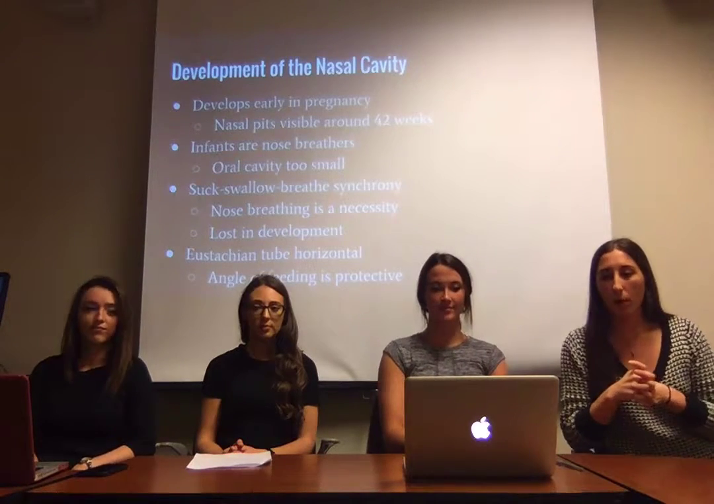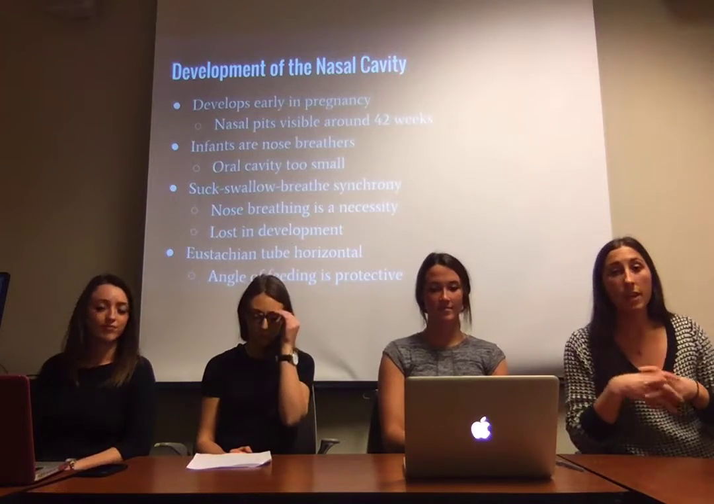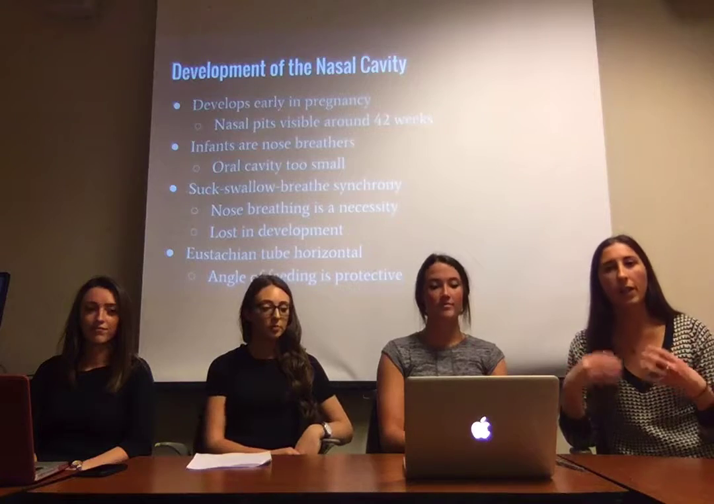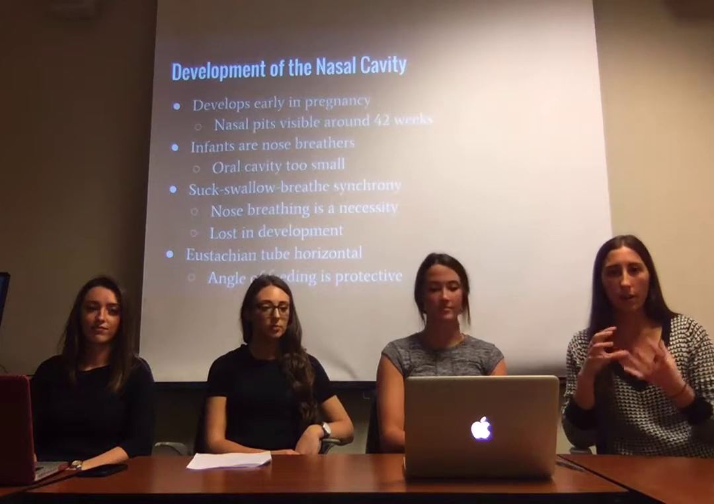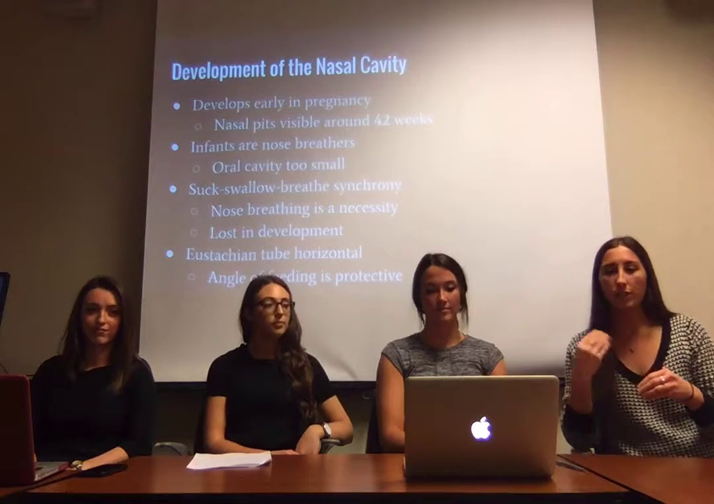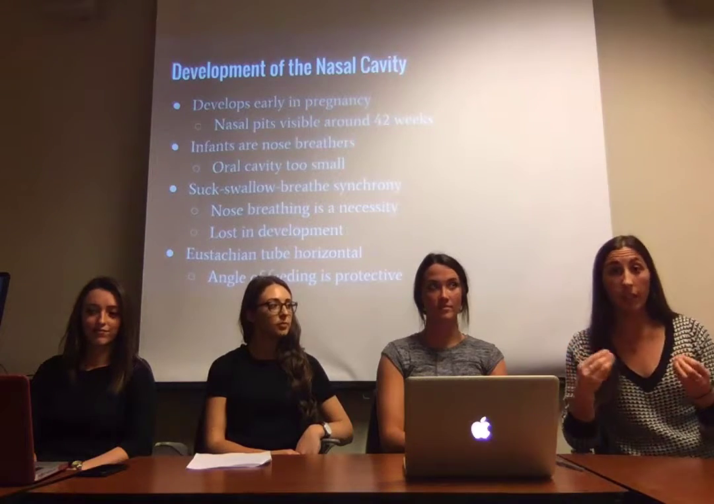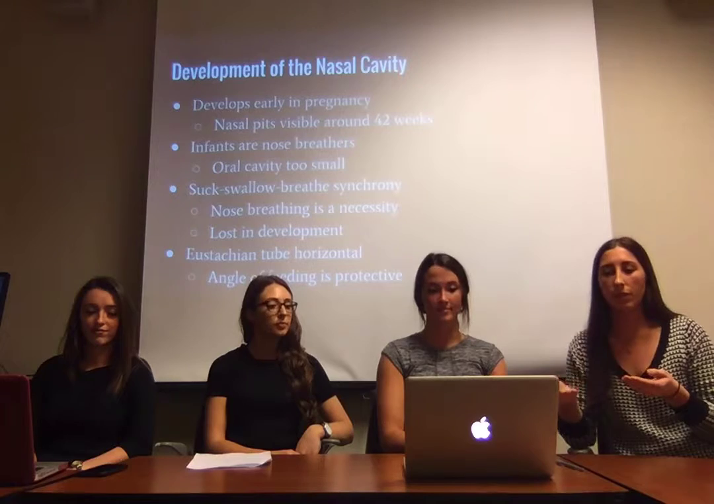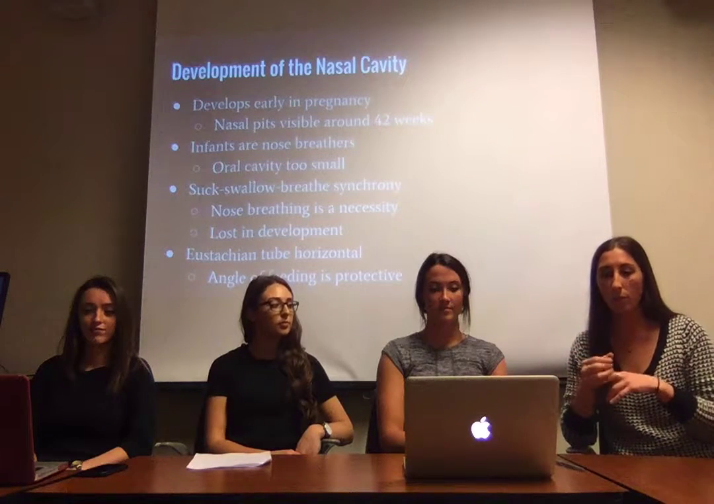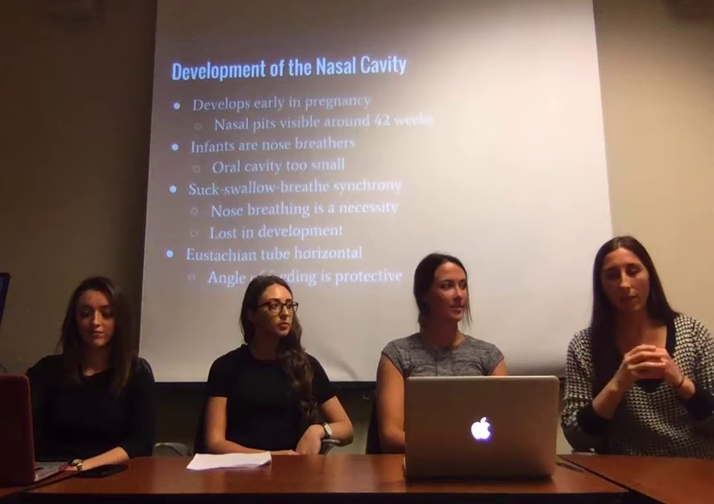So next we'll talk about the nasal cavity. The infants are nose breathers because that oral cavity is too small. Like I mentioned earlier, the tongue takes up that entire cavity. So nose breathing is a necessity to facilitate suck, swallow, breathe synchrony in infants. As the newborn develops, he or she will eventually lose this ability to simultaneously suck, swallow, and breathe, but it is necessary right after birth.